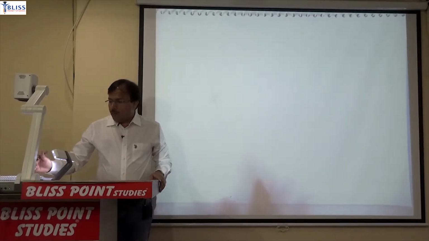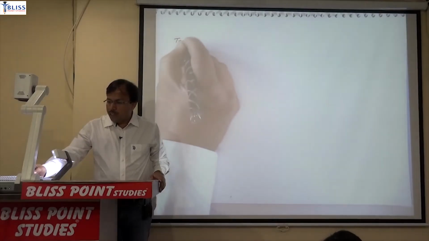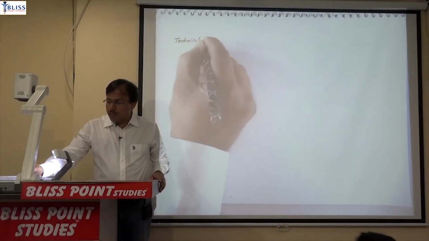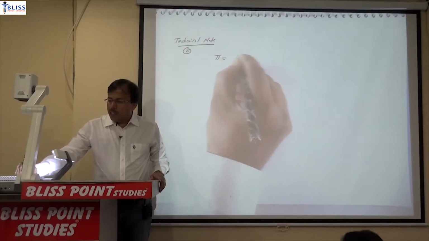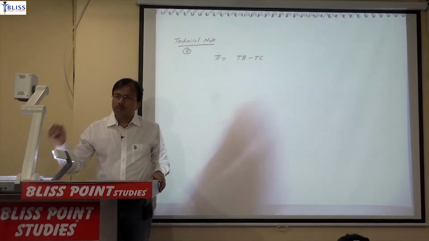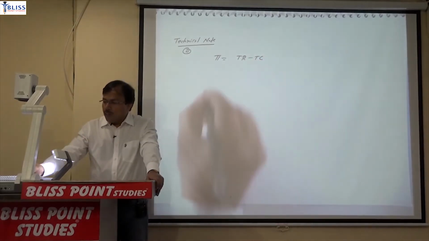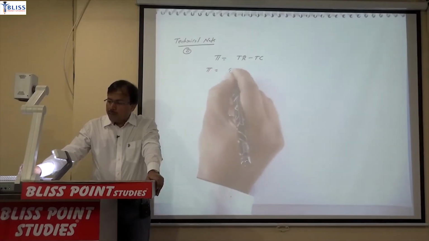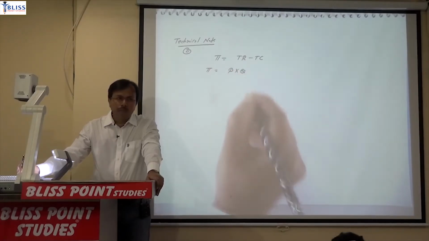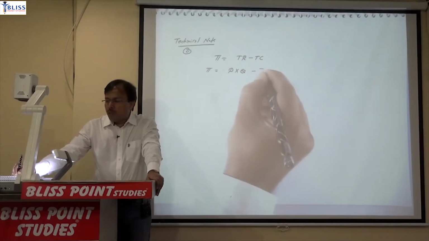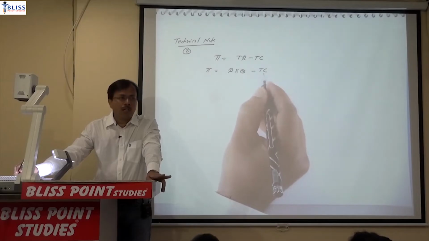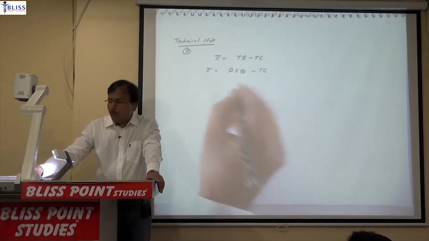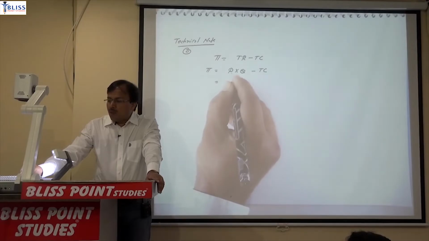Now when we have to calculate profit again, write technical note number 2. Profit is a revenue minus cost. Again, to calculate profit, price multiplied by quantity minus total cost, and always remember total cost has two parts, fixed and variable. Price is always equal to average revenue.